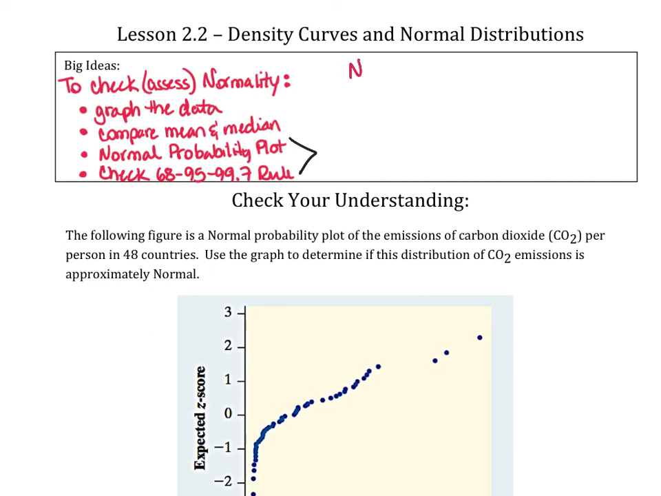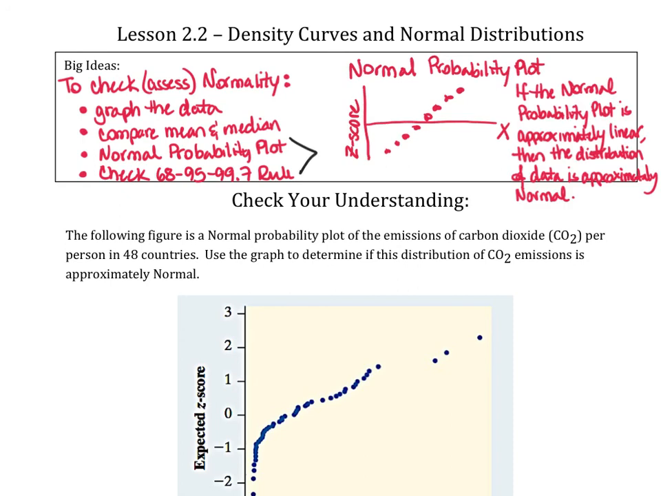Now, the normal probability plot, as we said before, has the data on that horizontal axis. And on the vertical axis, we've got the z-score of each value. And so what we're looking for is roughly a linear pattern, because if the normal probability plot is approximately linear, then the distribution of the data is approximately normal.